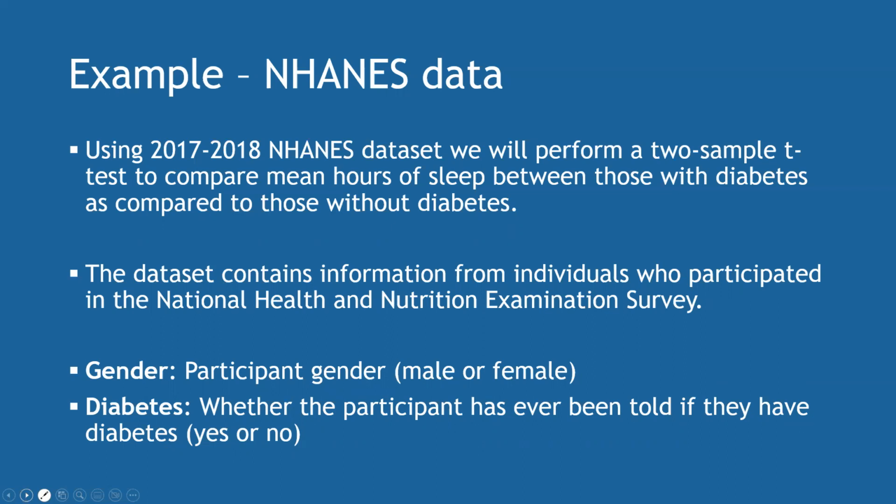We're going to use the 2017-2018 NHANES data to perform a chi-square test to compare proportions of the outcome. We're going to compare the proportion of those with diabetes in male versus female.